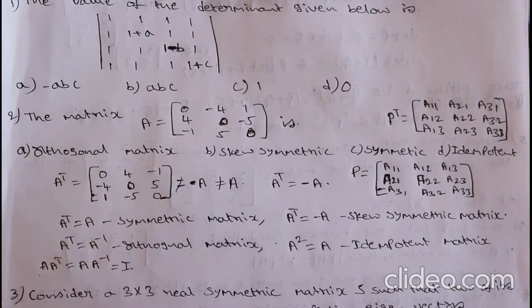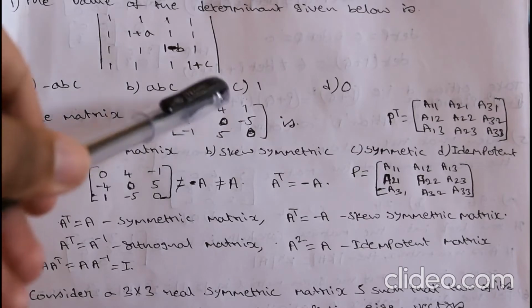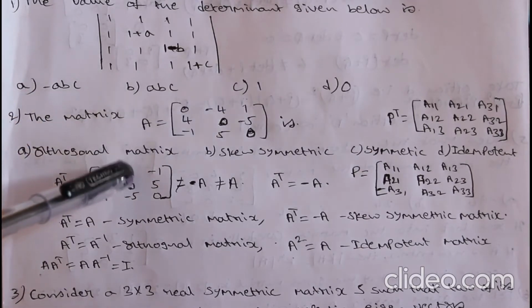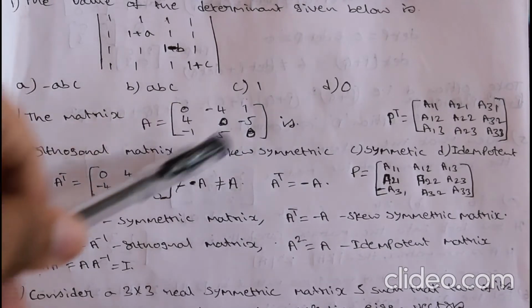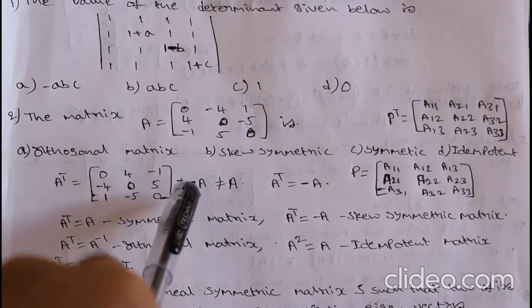And if you observe A transpose with A, if you compare A transpose with A, see 0 is 0, here it is 4, here minus 4, here minus 1, here 1, so A transpose is not equal to A, so it is not a symmetric matrix.